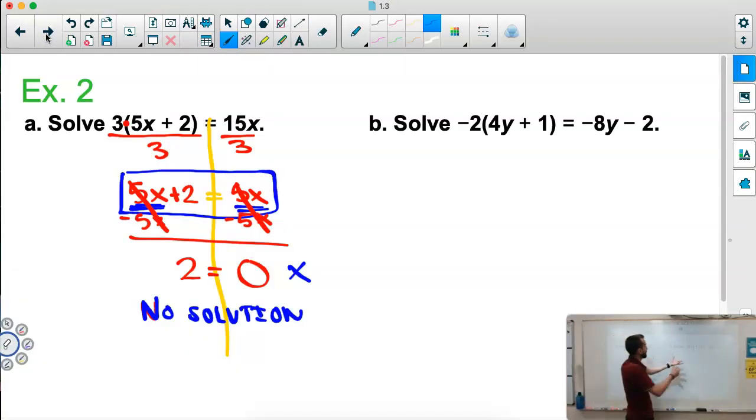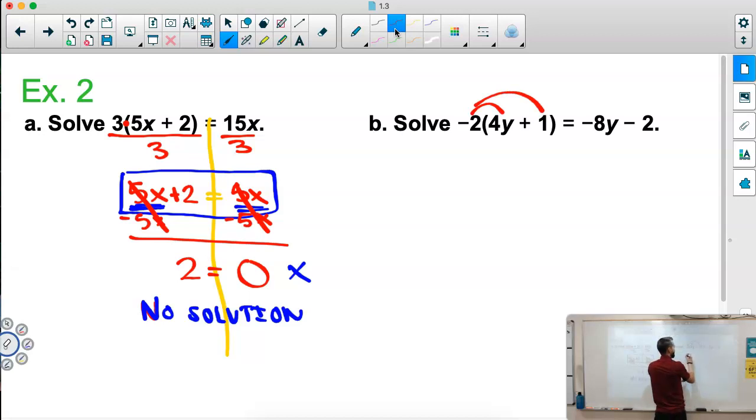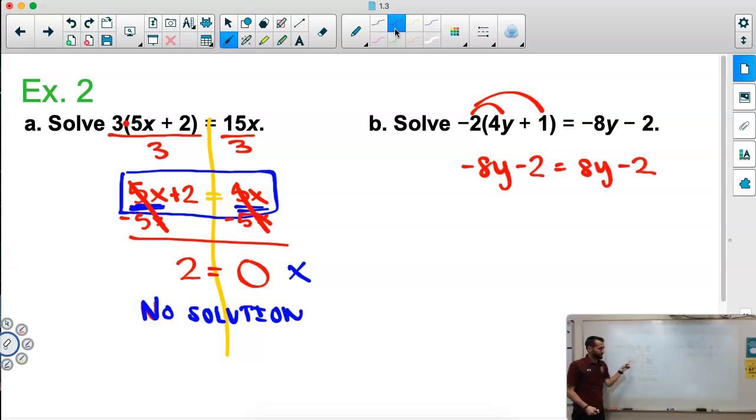Over here, notice very similarly, I'm going to do the distributive property this time, just to show you this one. And you get negative 8y minus 2 equals 8y minus 2. That's different than what happened here. This one, there was 5x plus 2 equals 5x, right? So the x disappeared. But here, notice both sides are equal. They're exactly the same thing.